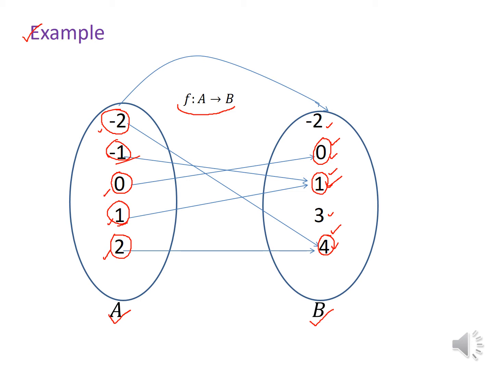But the set consisting of all the elements of B will be the codomain of this function. That means the set consisting of the elements -2, 0, 1, 3 and 4 will be the codomain of this function.